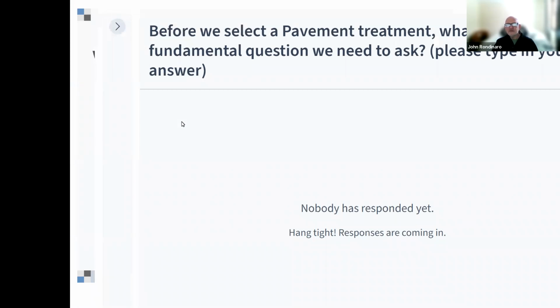So, another quick question before we select the pavement treatment. What's the fundamental question we need to ask? Just type in your answer. Let's see if anybody clues in.